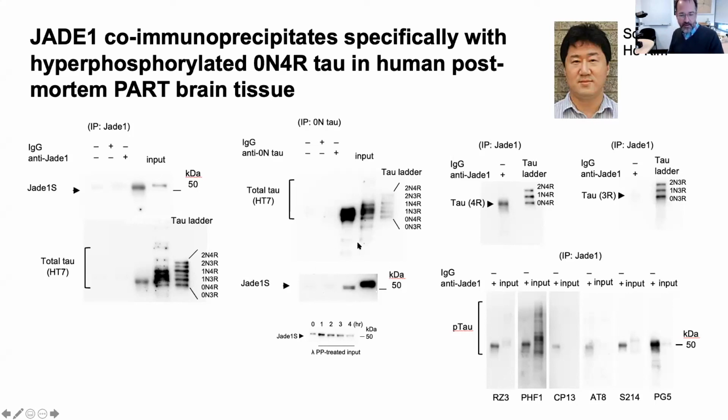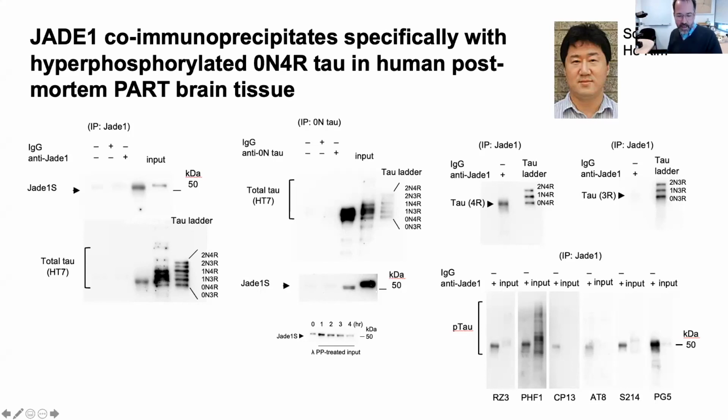When he did it the other way around and he pulled out the tau protein, he found that this JADE1 also came along for the ride. And you're probably wondering what this S is. There are 2 different isoforms of JADE1. There's a JADE1L and a JADE1S, a long and a short form, and they probably have different functions.